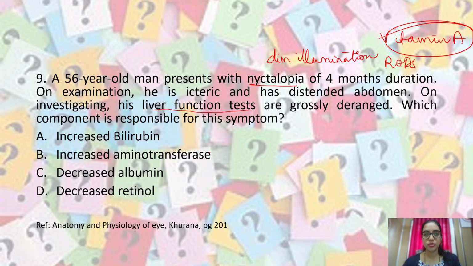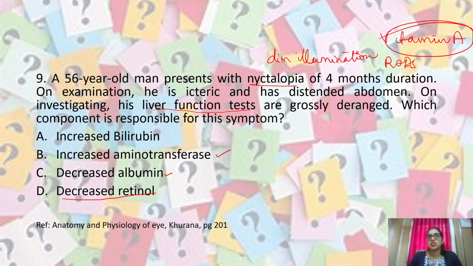So do aminotransferases. Albumin, you might have a doubt because there is a retinol binding protein that transports the retinol from the blood, the liver, to the retina, but it is not albumin. So the right answer here is decreased retinoic acid or retinol, which is the cause for this nyctalopia in this patient with chronic liver disease.